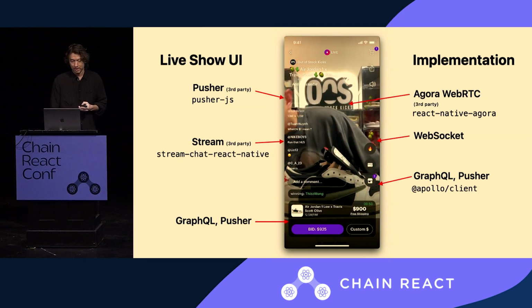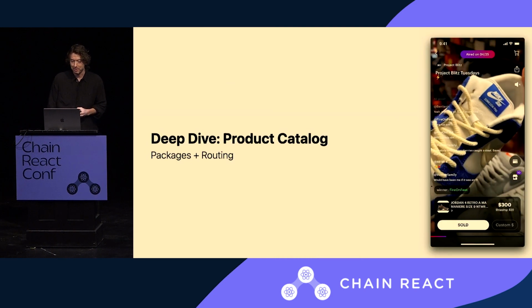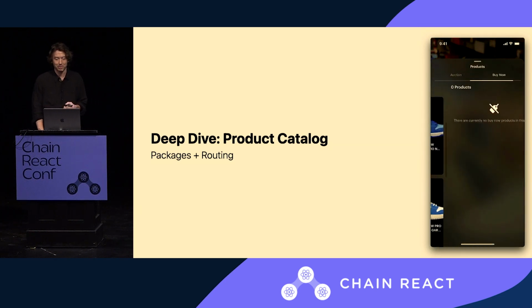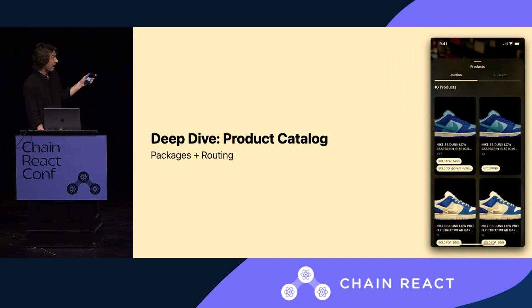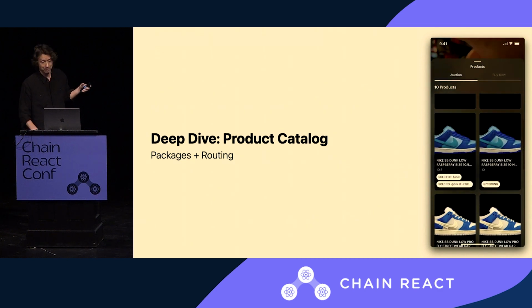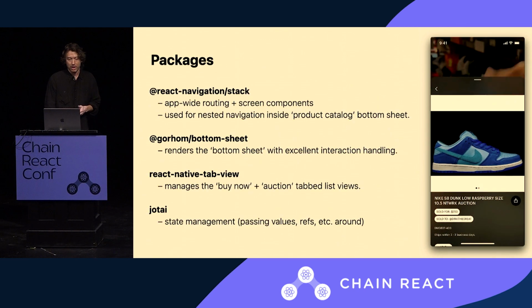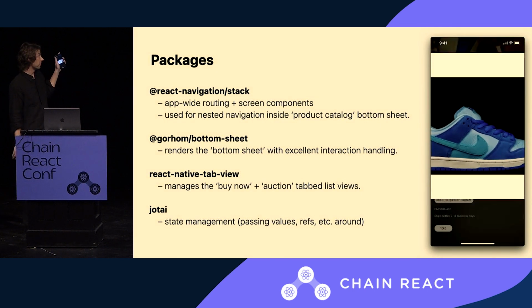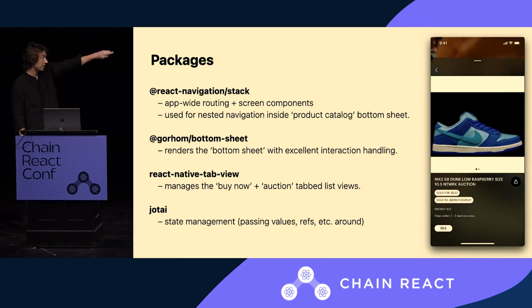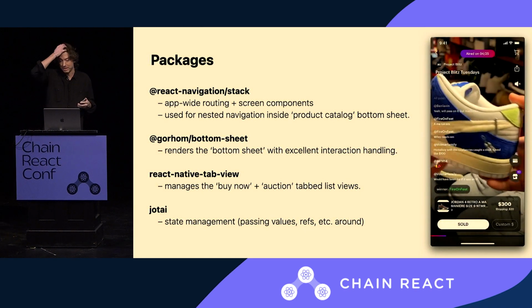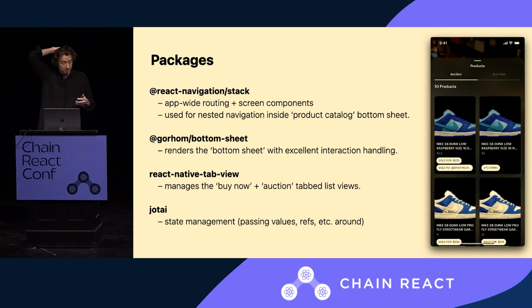Now a deeper dive on a feature that we launched maybe 2 or 3 weeks ago. We're calling it the product catalog. I want to go a little deeper into the packages we're using and some of the nuances we had to deal with routing. These are the 4 packages we're using to power this sheet that appears in the video. We're using React Navigation. That was a decision made years ago, and we've just stuck with it.